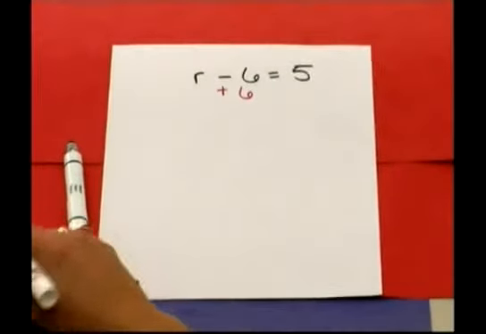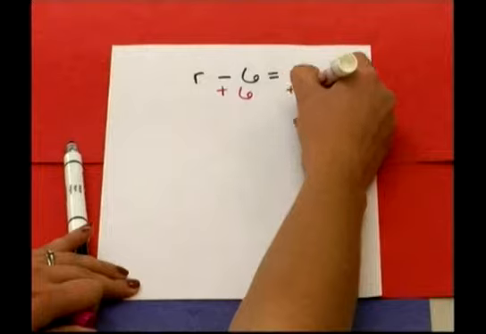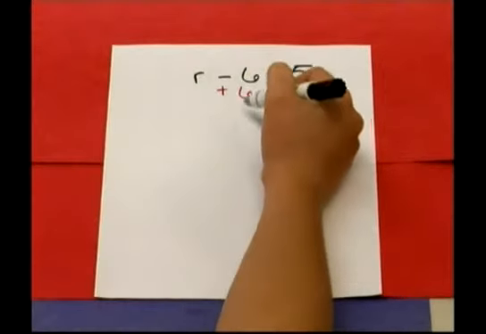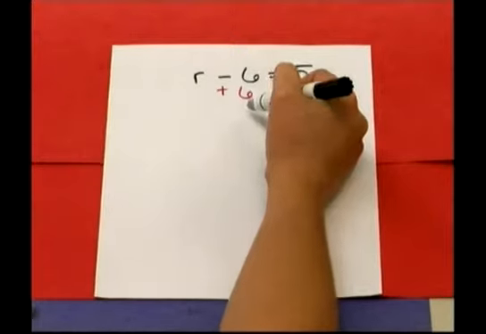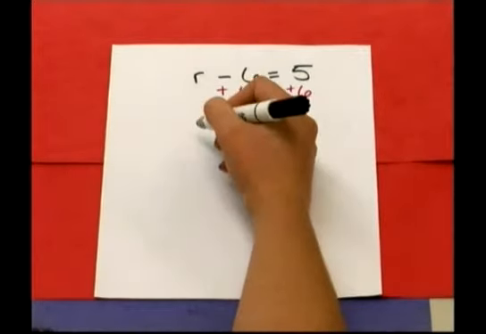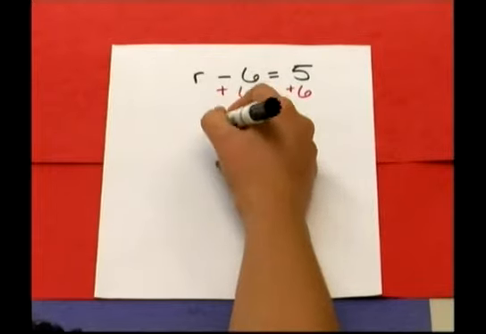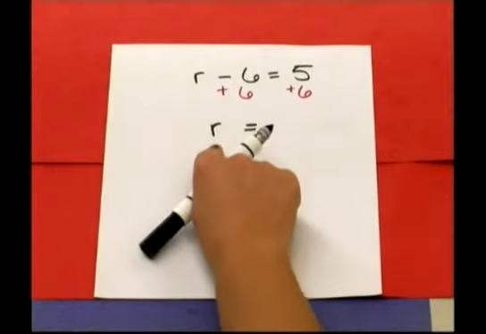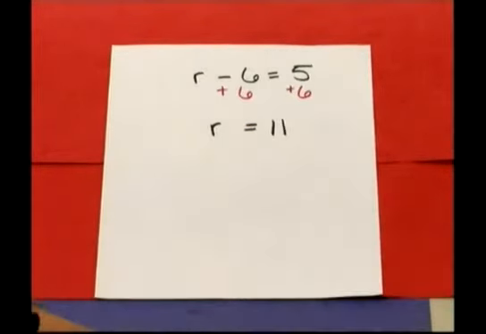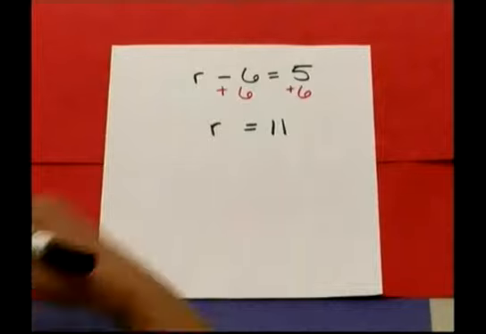Remember, whatever we do on one side, we have to do on the other. Now, if I have negative 6 plus 6, I'm back to 0, which is where we need to be. We have done what's called isolating the variable. That means making it so the variable is all by itself on one side of the equal sign. And we are left with r equals 5 plus 6 is 11. r equals 11.